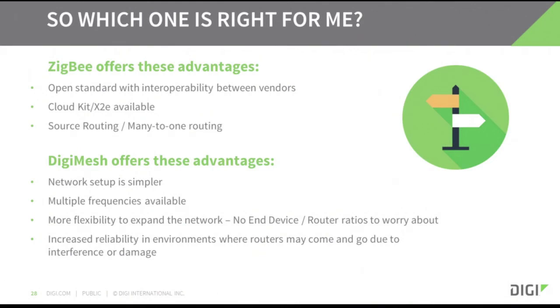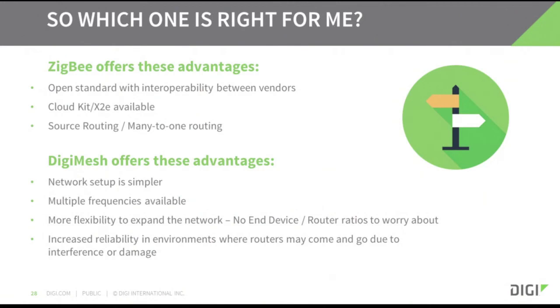ZigBee also offers source routing and many-to-one routing, so it's slightly more powerful in scaling large networks for unicast type applications. DigiMesh, on the other hand, offers these advantages. Network setup is much simpler. There are multiple frequencies available, and it's just easier to expand the network.